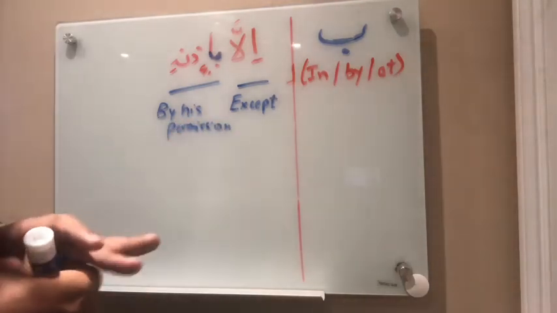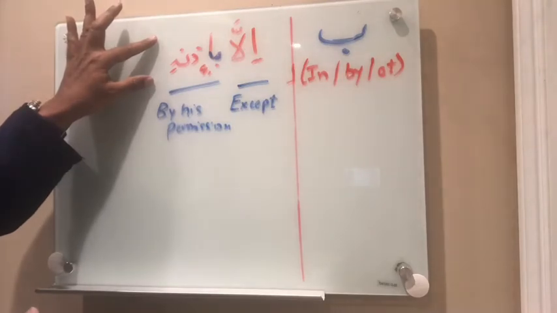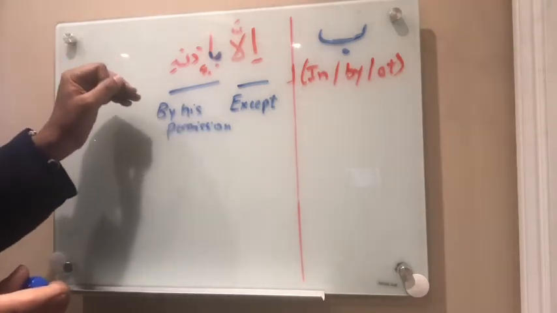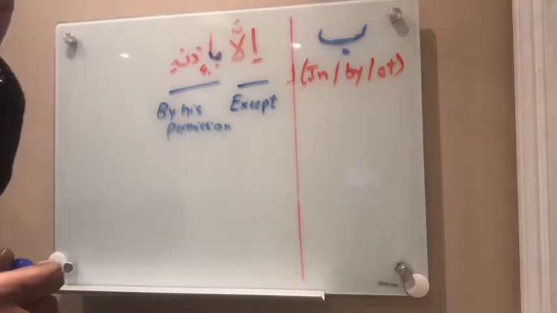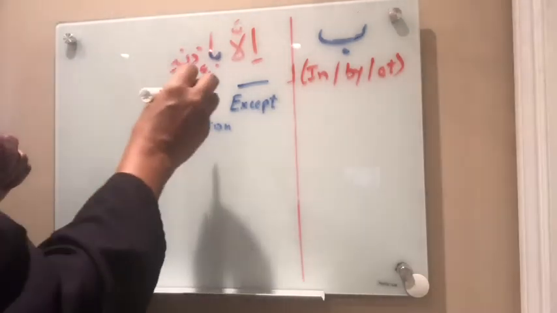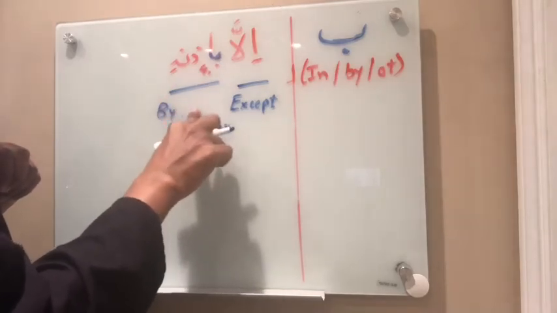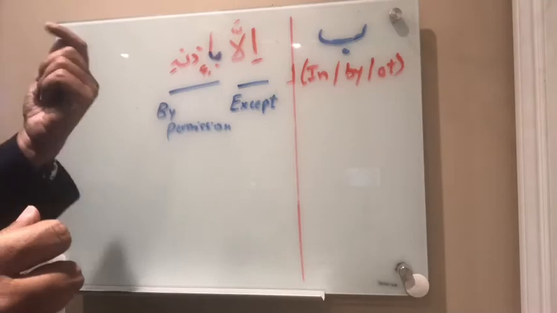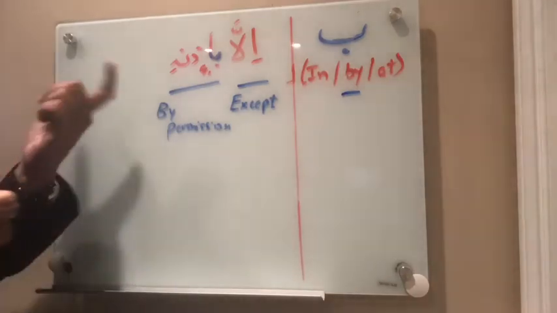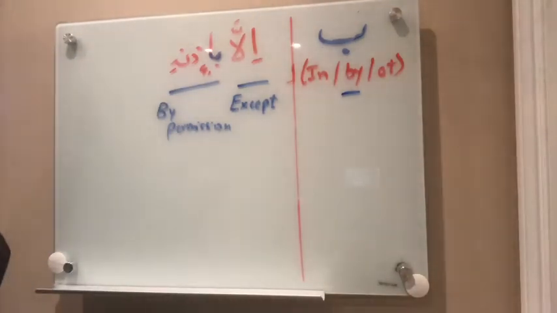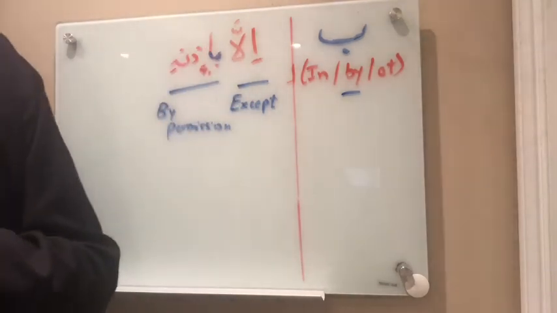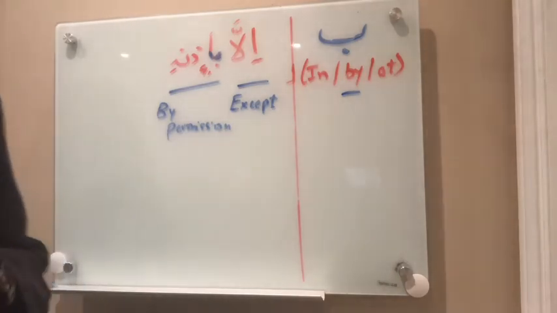And now, when we say bi izni, izn means permission. Bi izni becomes by his permission, because at the end is a connected pronoun. But let's make it bi izni, which would mean by permission. So where does this by come from? It's because of this ba here. So when we add ba to a word, it becomes by or in or at. In this context, it's by. Illa bi izni. Let's do one more example of ba.